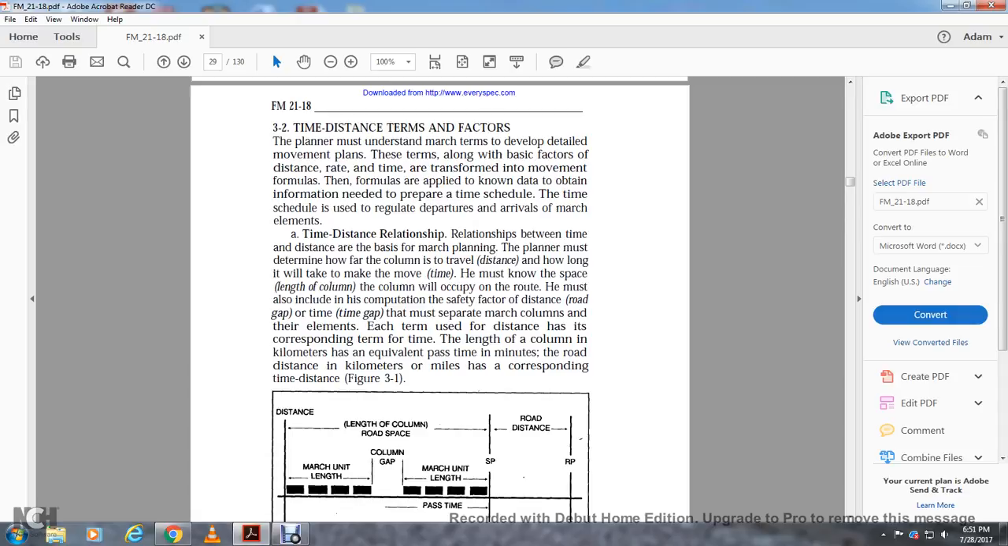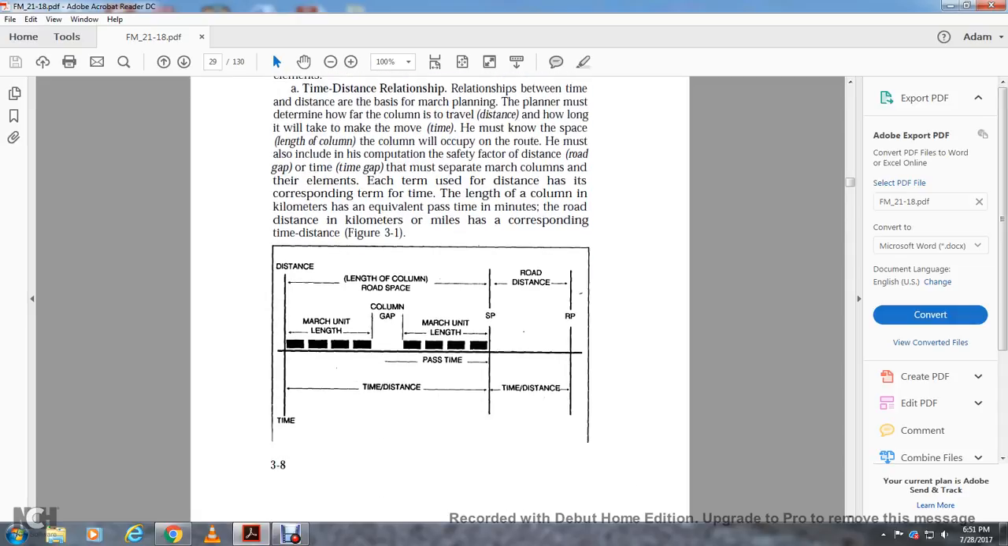Length of the column is in kilometers, and it has an equivalent pass time in minutes on the road. Distance in kilometers or miles has a corresponding time and distance. Figure 3-1: distance, length of the column, road space, column gap, march length of the unit, and pass time, time distance, road distance, RPs.